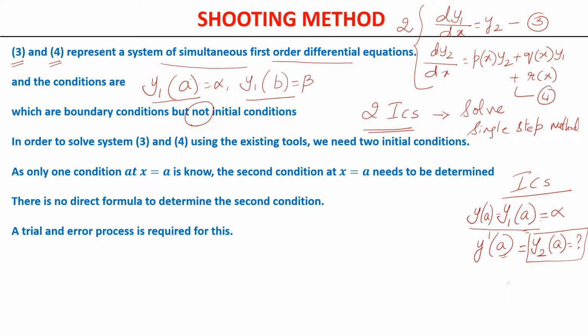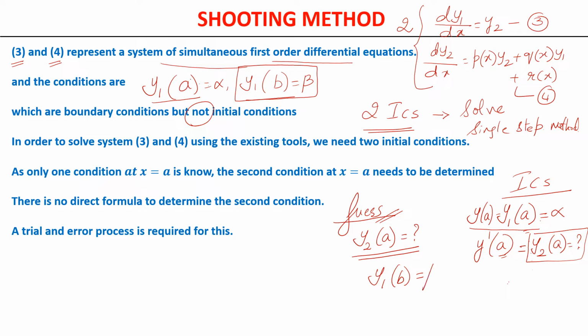What do we mean by trial and error process is we try to guess the value which we do not know. What's the value which we do not know? Y2 of A we do not know. So we try to guess the value of y2 of A. But if we make a guess, we should be sure of whether the guess is correct or not. So there should be a condition to cross check. Here the condition that we use is y1 of b. B is the other endpoint. So we make a guess for y2 of a, and we check whether y1 of b is going to give back the value beta.